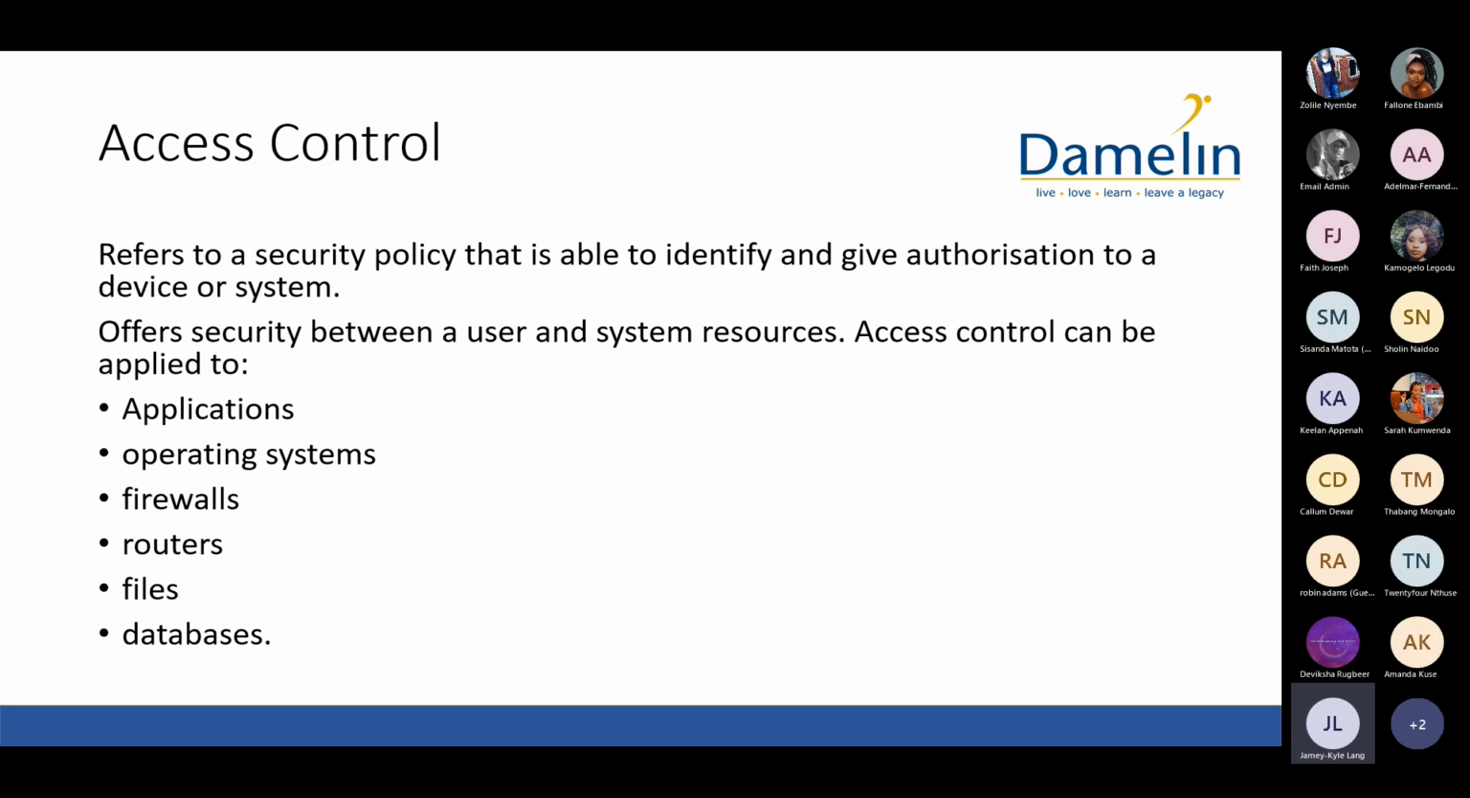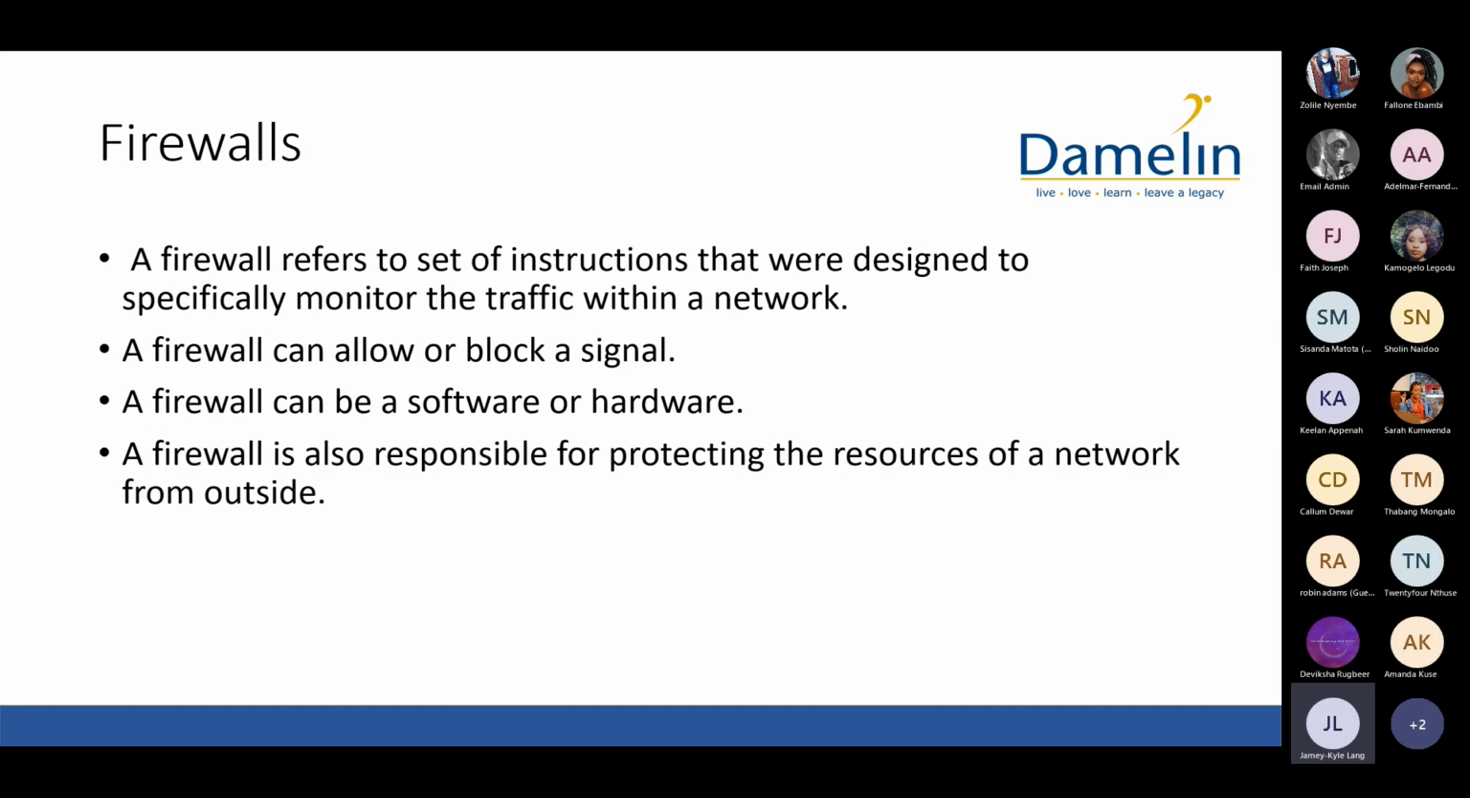So access control, this is also defined as a policy, and it refers to a security policy that is able to identify and give authorization to a device or a system. It offers security between a user and a system resource. Access control can be applied to what? Applications, okay? So if you want to limit access to applications on a network, you set access control to say, yes, this user has the right to open this application or not. They can be applied to operating systems, firewalls, routers, files, databases. Very common, read and write permissions. All these different permissions that you can assign to users, okay?